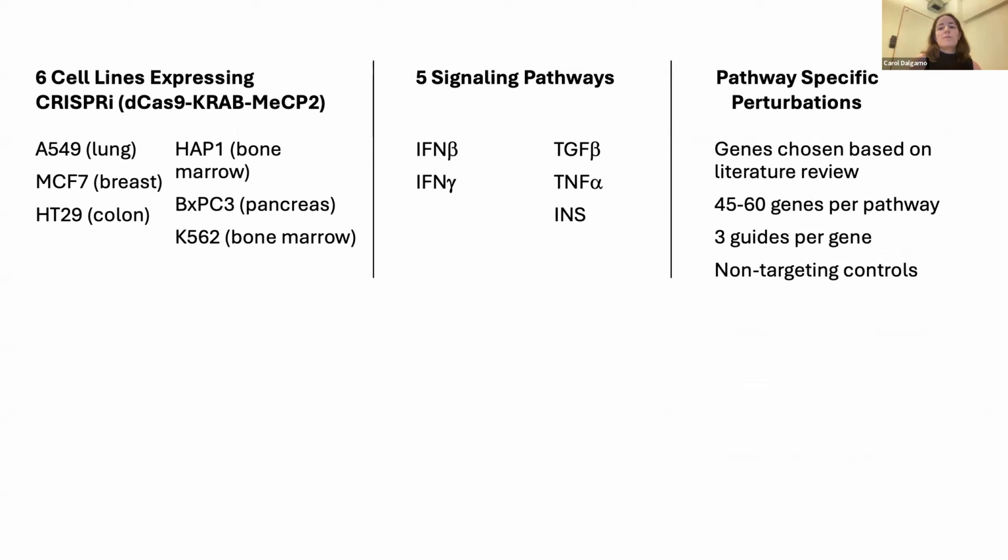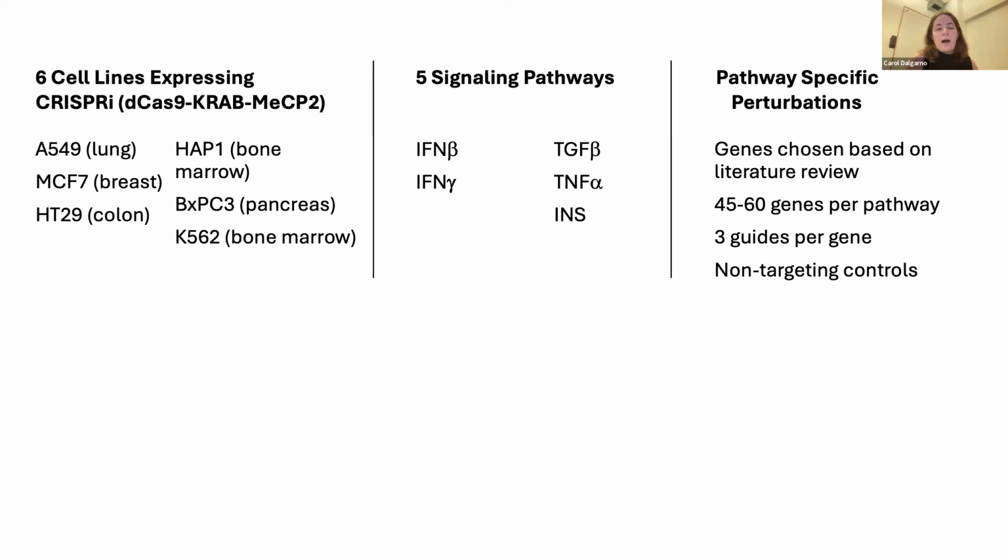So now that we have this method for doing Perturb-seq on a large scale, we designed an experiment to perturb multiple cell lines and signaling pathways. We used 6 different cell lines from different tissues of origin that all express CRISPRi. And by performing Perturb-seq in multiple biological contexts, we're able to identify both conserved and heterogeneous transcriptional programs.